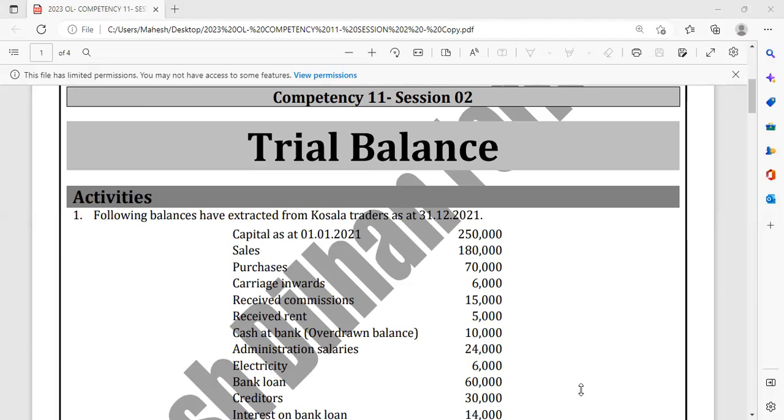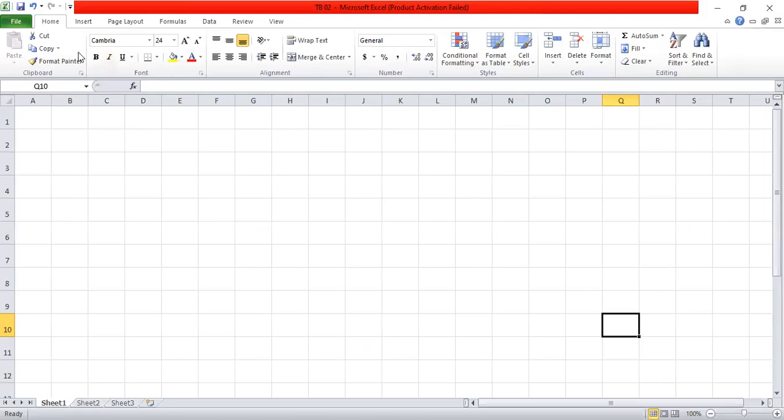Today, now I'm going to show you a draft format of a trial balance. Listen carefully. Let me share the screen. Now, before that, I think we know this.